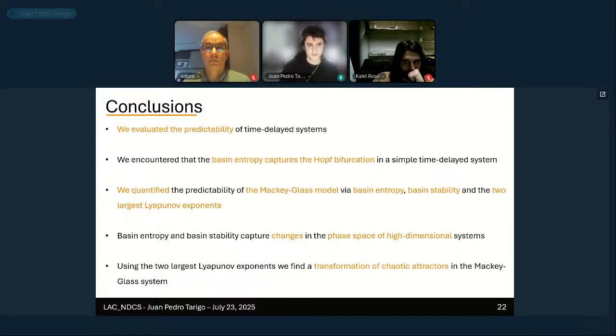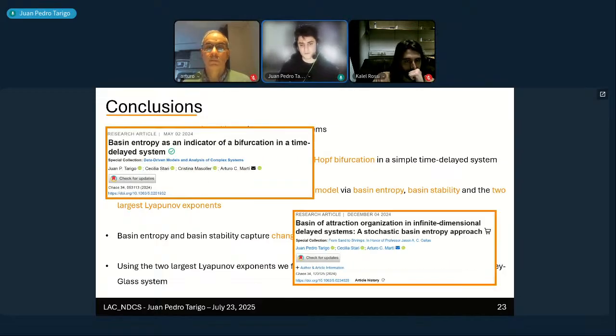conventionally. So this work was published in two papers. The first one is the one with the double well model and the Pitchfork bifurcation and the Hopf bifurcation, and the second one is where we explore the Mackey-Glass model and the crisis.